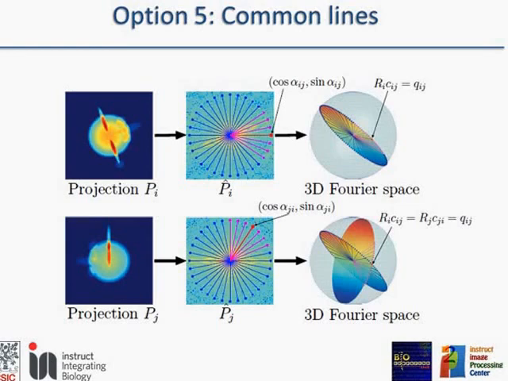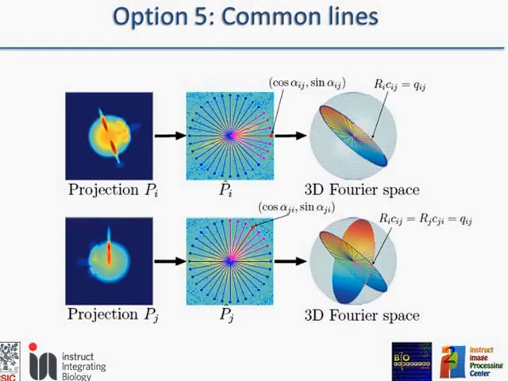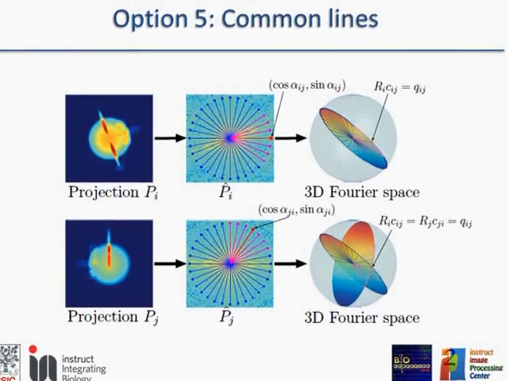And by knowing which line goes with which, you can recover, through a matrix, the Euler angles of your structure. So this is the idea of the common lines. Two projections are two planes in the 3D Fourier space, and they intersect into a line. So I have to find those lines.